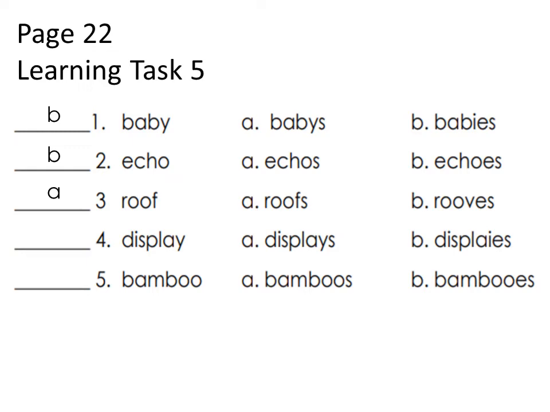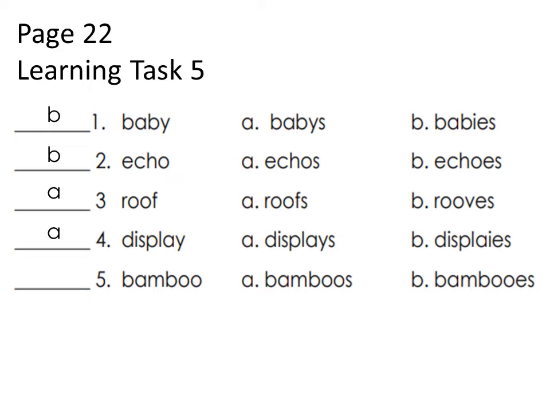If you're not yet done, just click the pause button. And if you're done, just click the play button to know the correct answer. Now let's answer. Number 1, the correct plural form is letter B, babies. Number 2, echoes. The correct answer is letter B, echoes.